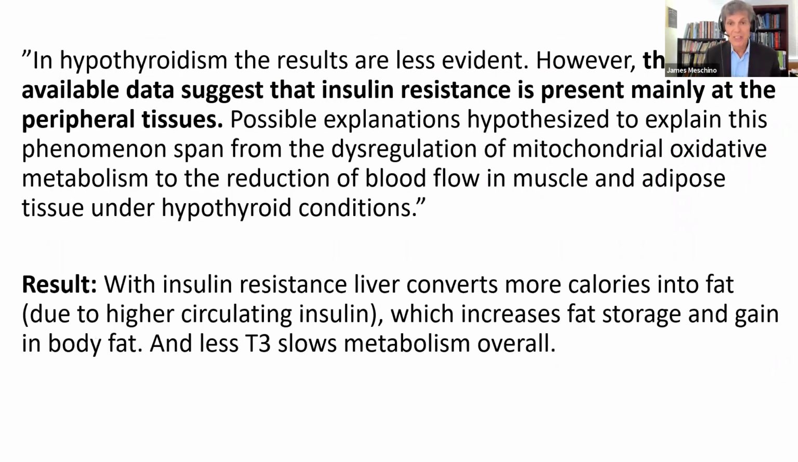In hypothyroidism, the results are less evident. However, the available data suggests that insulin resistance is present mainly in the peripheral tissues when you see these sorts of hypothyroid conditions. That explains the reasons why. So the result is this. With insulin resistance, the liver converts more carbs into fat due to high circulating insulin, which increases fat storage and a gain in body fat, and less T3 also slows down overall metabolism. So as you get into this hypothyroidism state with less T3, you're slowing down metabolism and also impairing normal glucose function and leading to more hyperinsulinemia, converting more carbs into fat.